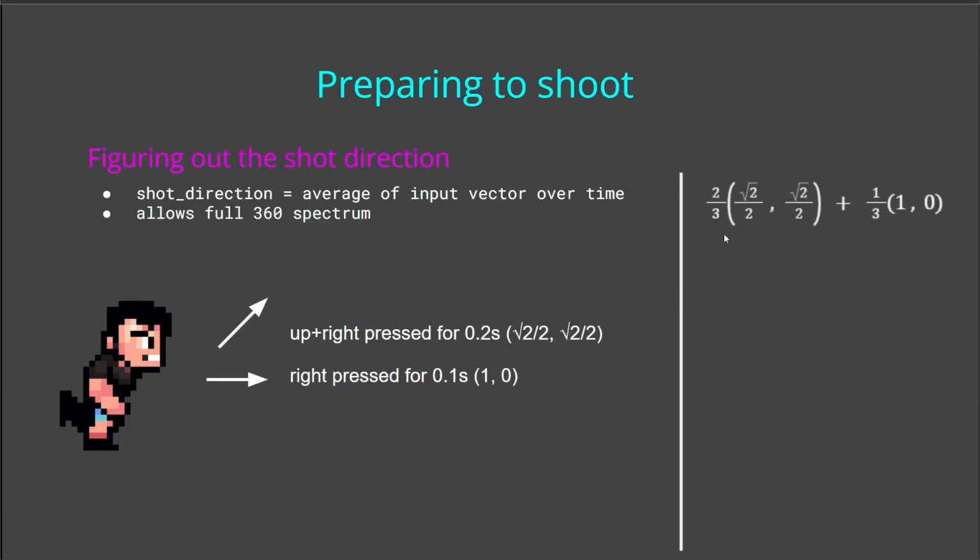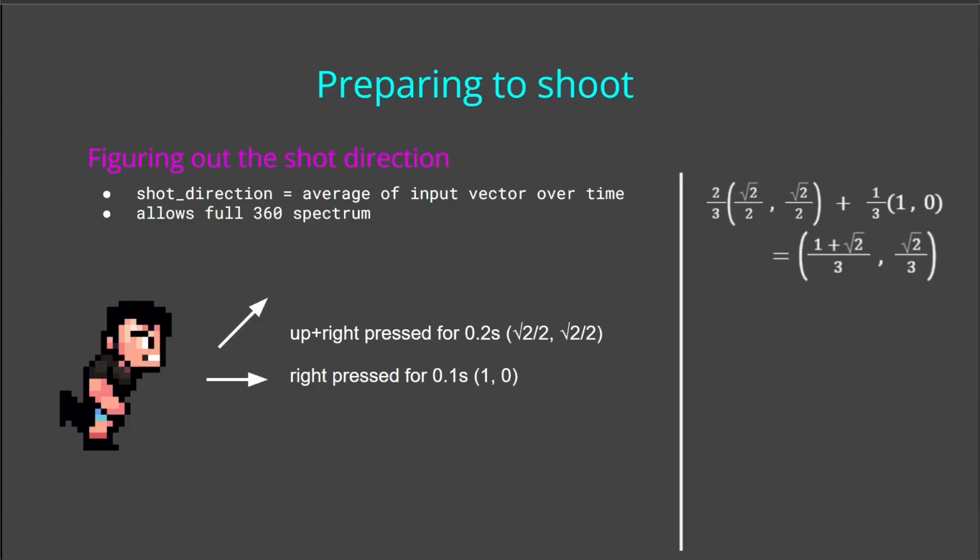So 2/3 of the time times my upright vector plus 1/3 of the time times my right vector. So we can quickly do the math here, and this equals this resulting vector. Now remember that when we work in Godot and we want to multiply this vector by the power, which we calculated earlier, we always want that vector to be normalized.